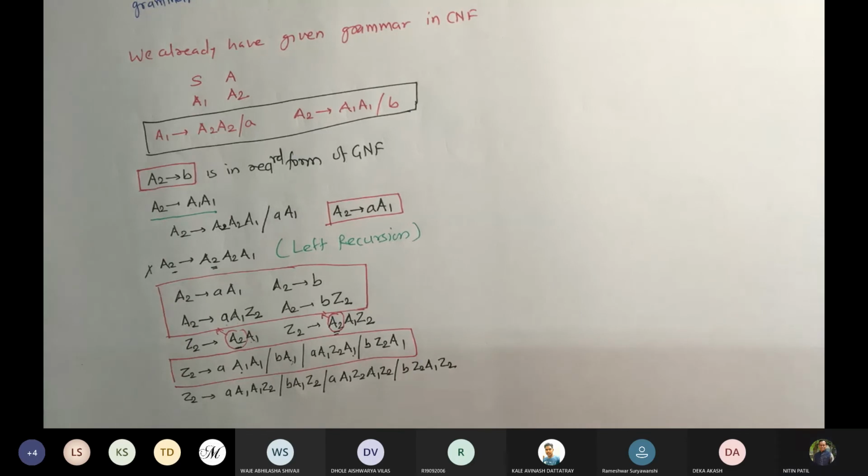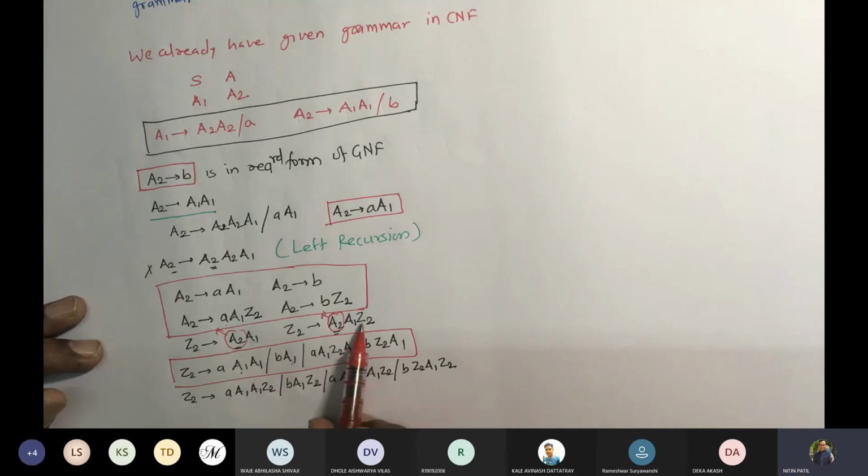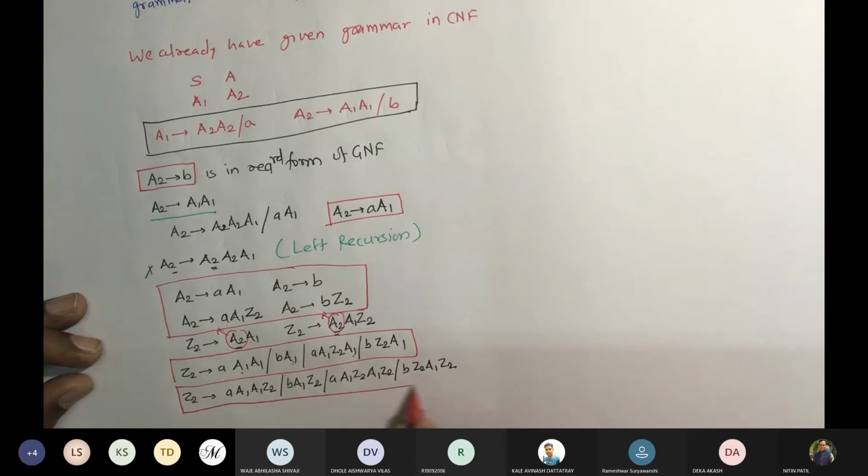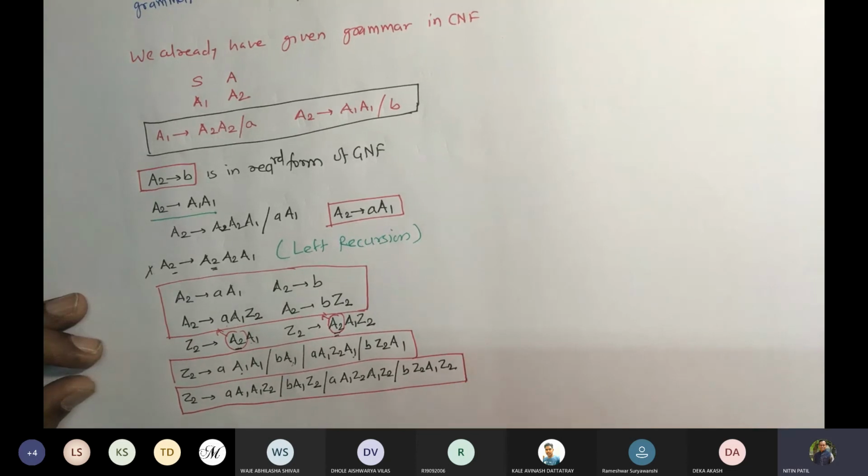Check this. What I simply did, I simply added Z2 towards the end of each of these productions, because A2 A1 is common, and we have added only Z2 here. This is for removal of left recursion. Fine. So we got now this another set which is in required form. Till this, any question? Akash? Yes, sir. Got it.